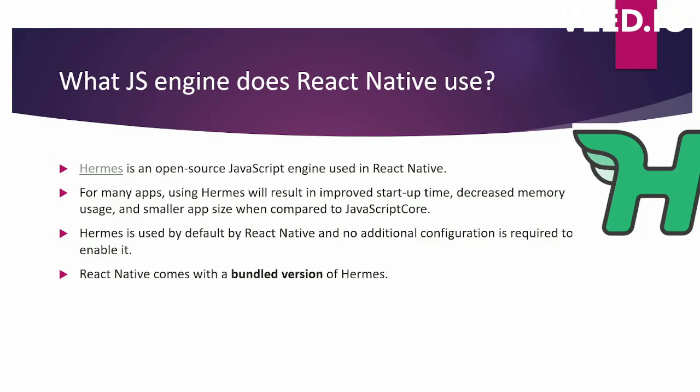Okay, earlier it used to use JavaScript core engine, but now Hermes has been developed specifically for React Native by Facebook. So this Hermes has improved startup time, it has decreased memory usage and smaller size compared to JavaScript core. Okay, so whenever someone asks you what JS engine does React Native use, the answer would be Hermes.